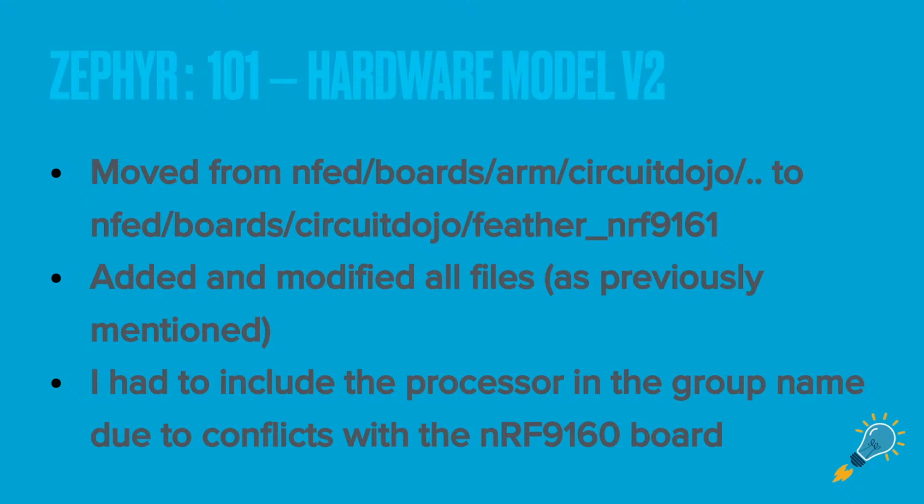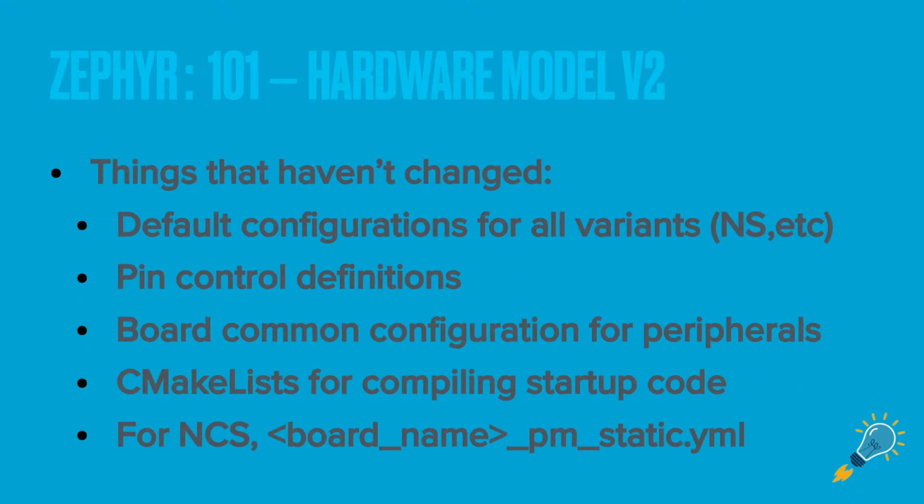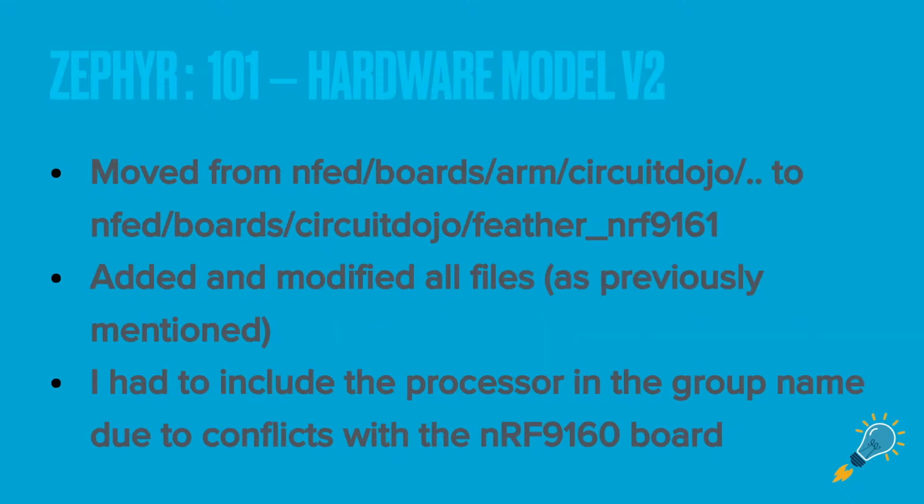But added all the modified files, and then let's see. Oh yeah, and then that's just the name of the processor, as I mentioned. It's redundant if you actually type out the name of the board when you're invoking West build and you're including the name of the board. You'll be writing NRF 9161 twice, so that's just something to keep in mind.